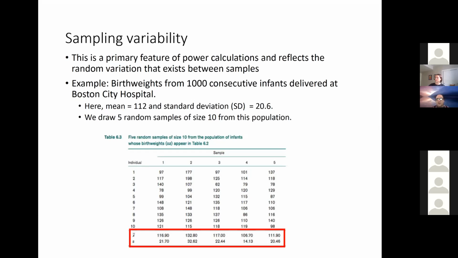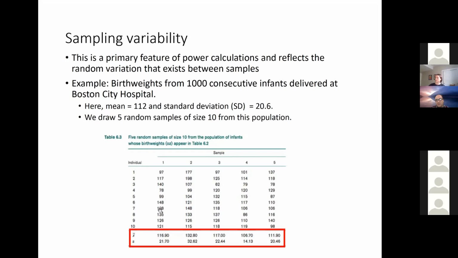So for example, consider birth weights from 1,000 consecutive infants delivered at a city hospital. Here the mean is 112 and the standard deviation is 20.6. So if we were to draw 5 random samples of size 10 in this population, then we would end up with 5 different values for X bar, which is the sample mean, and S, which is the sample standard deviation.